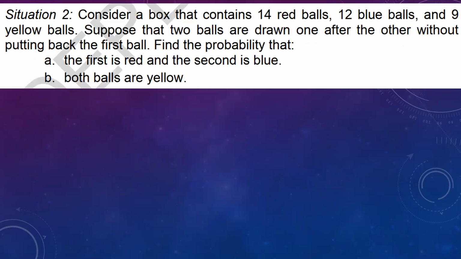Consider a box that contains 14 red balls, 12 blue balls, and 9 yellow balls. Suppose two balls are drawn one after another without putting back the first ball. Find the probability that the first is red and the second is yellow. Pagkabunot raw po natin ay hindi na natin binabalik yung binunot natin. So paano natin gagawin yon?